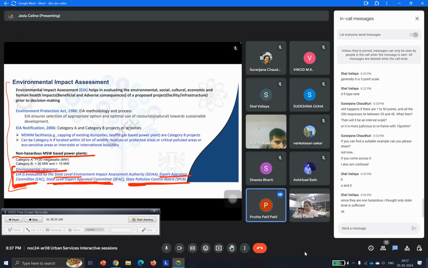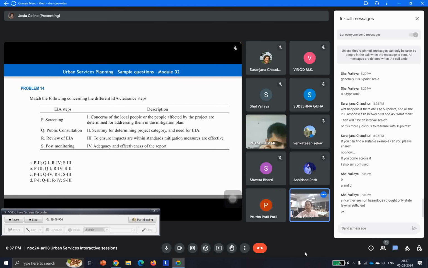Match the following concerning the different EIA clearance steps. We have different EIA steps: first one is screening, public consultation, review of EIA, post monitoring, and the descriptions are given over here. Let's go by the first one, screening, which matches best. Concerns of local people or the people affected by the project are determined for addressing them in the mitigation plan. Scrutiny for determining project category and the need for EIA to ensure impacts are within standard mitigation measures and standard mitigation measures are effective, and adequacy and effectiveness of the report.